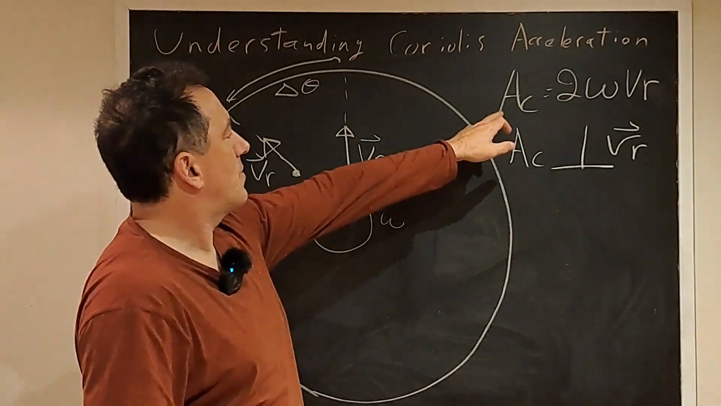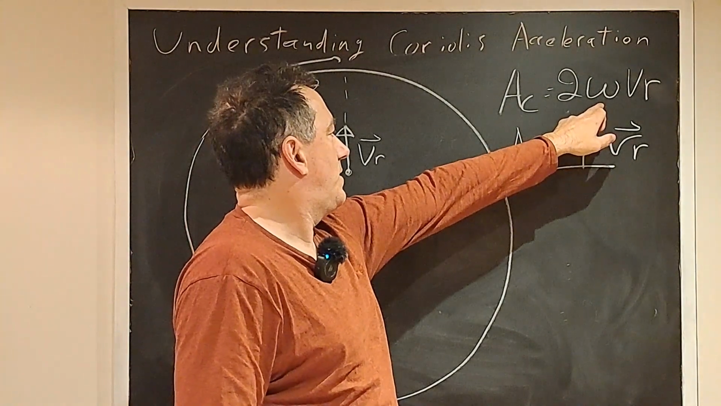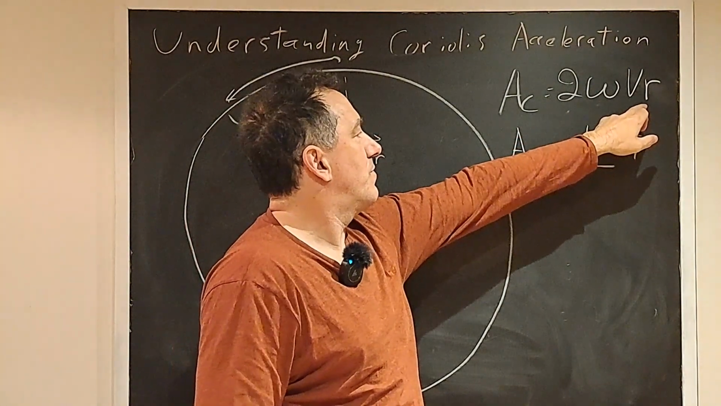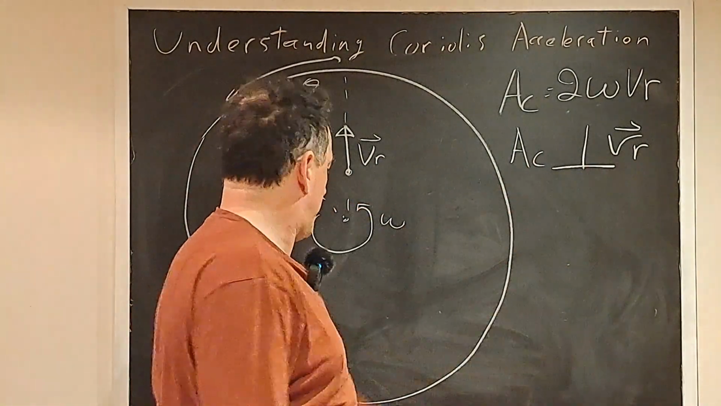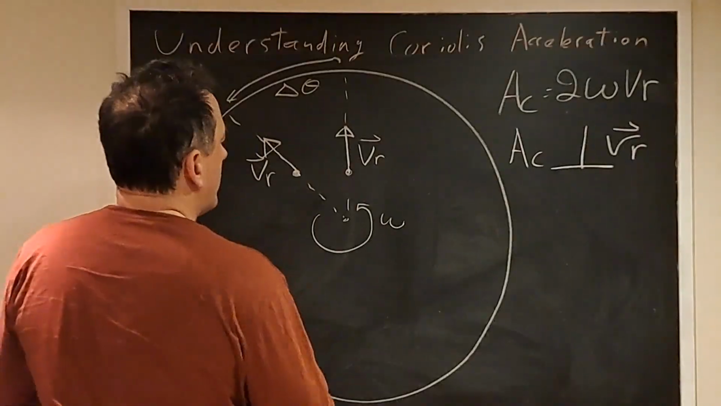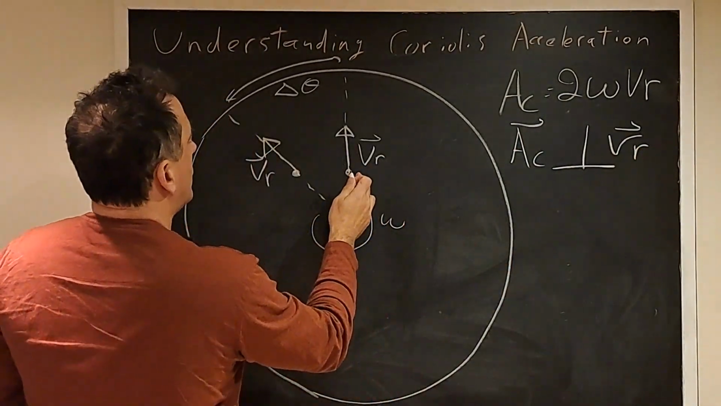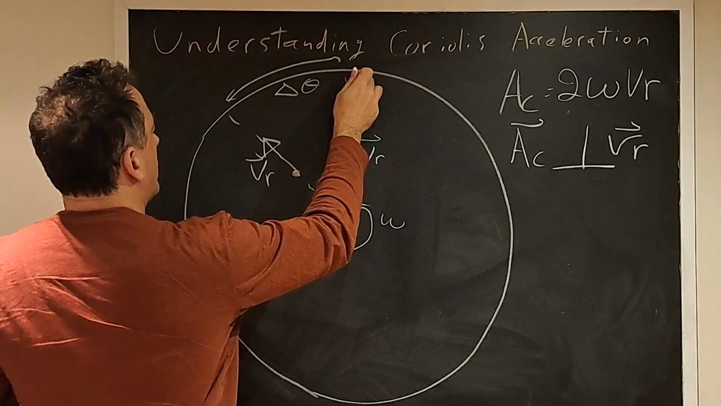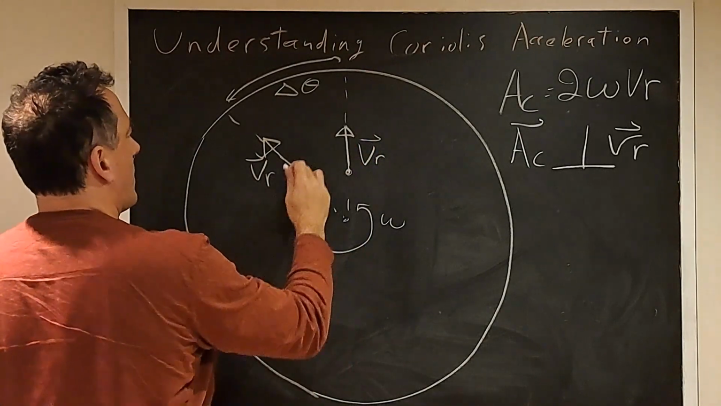And the Coriolis acceleration is equal to twice the angular speed times the radial velocity, and the Coriolis acceleration is a vector perpendicular to the velocity of the object here in the radial direction. So the acceleration will be this way.